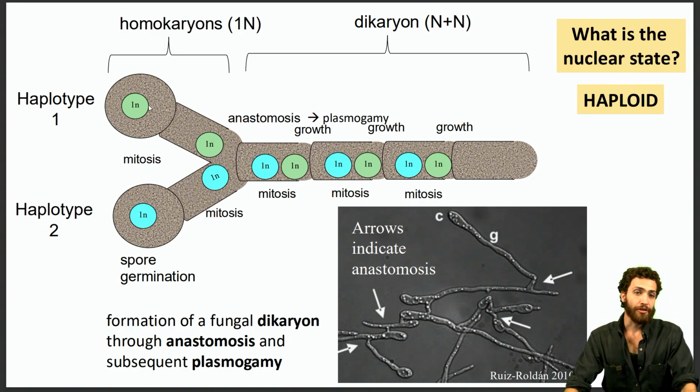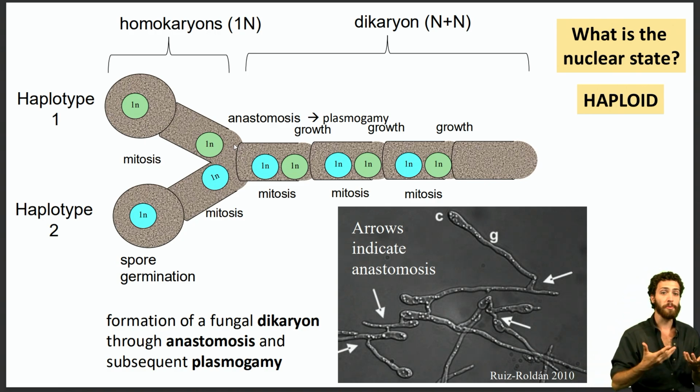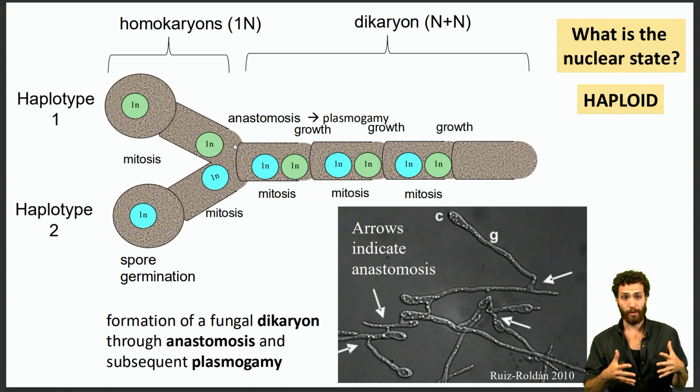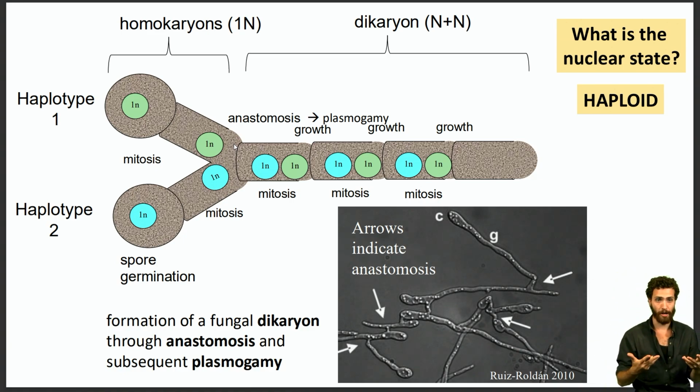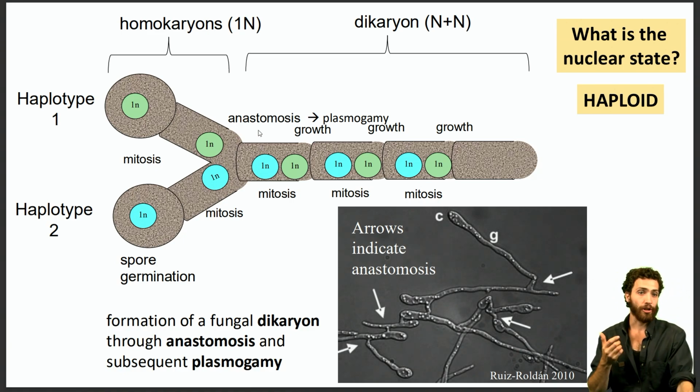So these two hyphae germinate, and eventually they meet up. We're going to assume they're vegetatively compatible, that they can actually conjoin. They can go through anastomosis and plasmogamy. And when that occurs, it occurs simultaneously.